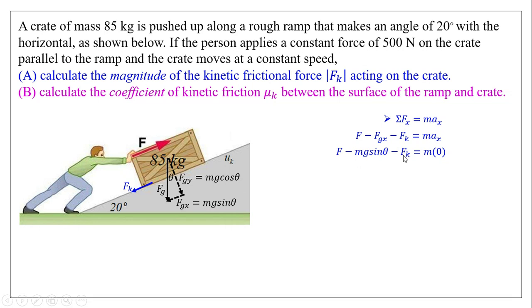To solve for F of k, because that's what part A is asking for, I would move F of k to the right side of the equal sign, which makes it a plus sign. So here I have F minus F of g sine theta, which is equal to F of k.